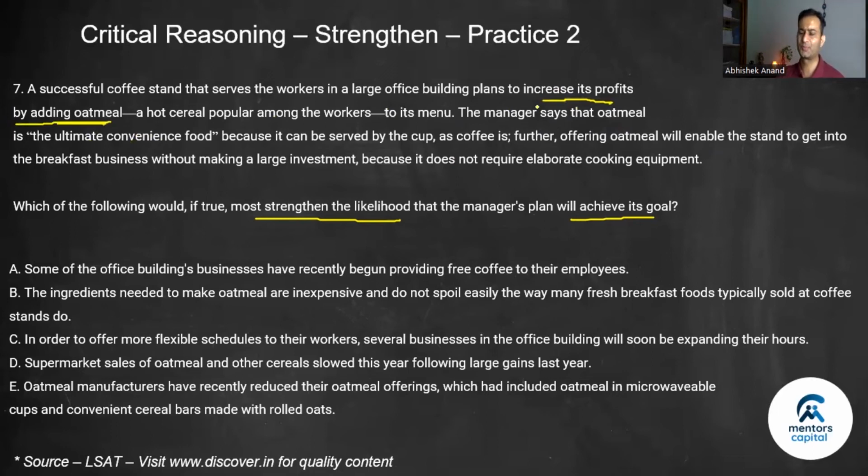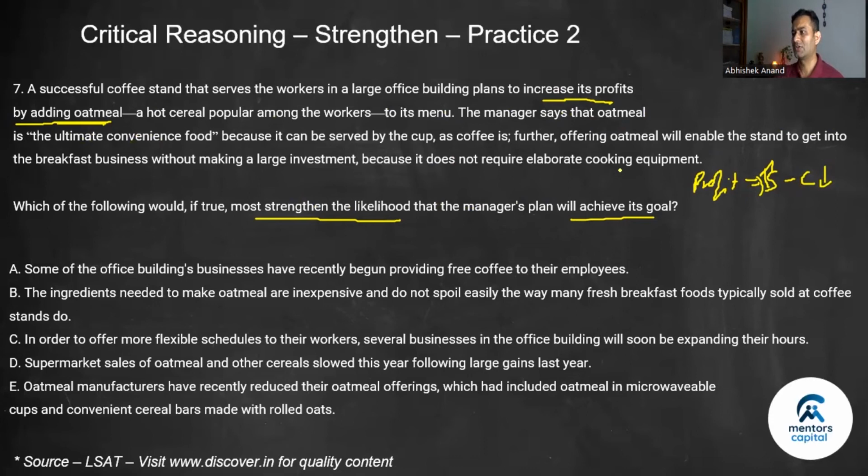Right? To increase its profit. Now, profit is what, guys? Profit is the sales minus cost, or revenue minus cost. So either you improve your selling price, you increase your price, or you reduce your cost. There are two ways in which you can increase your profit.